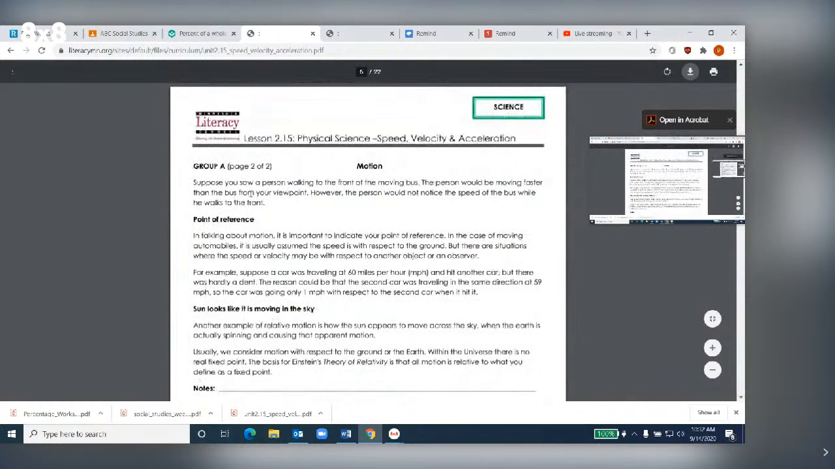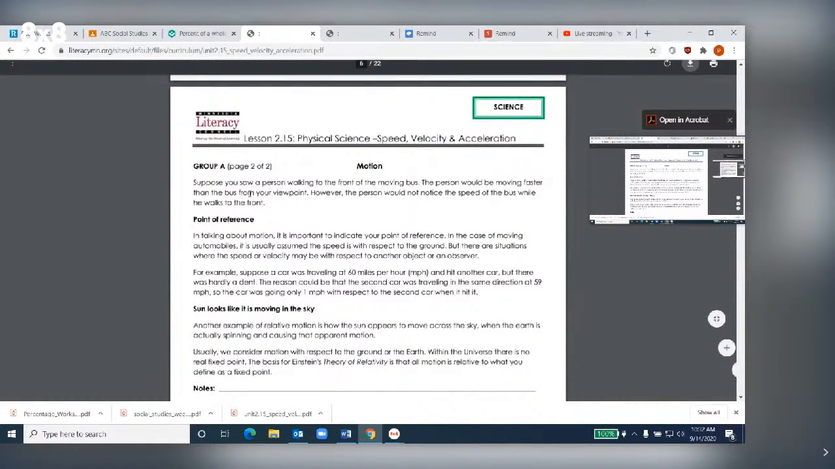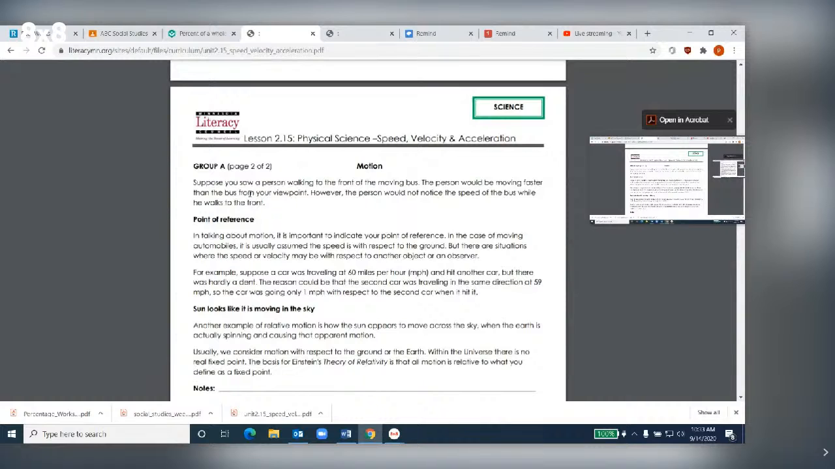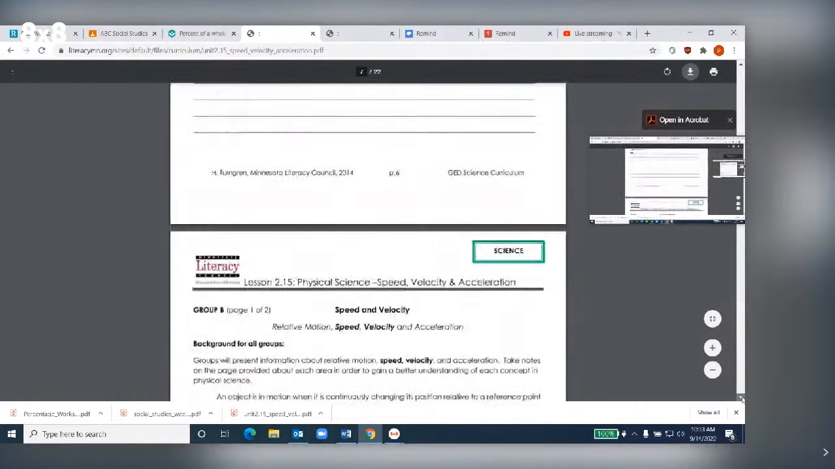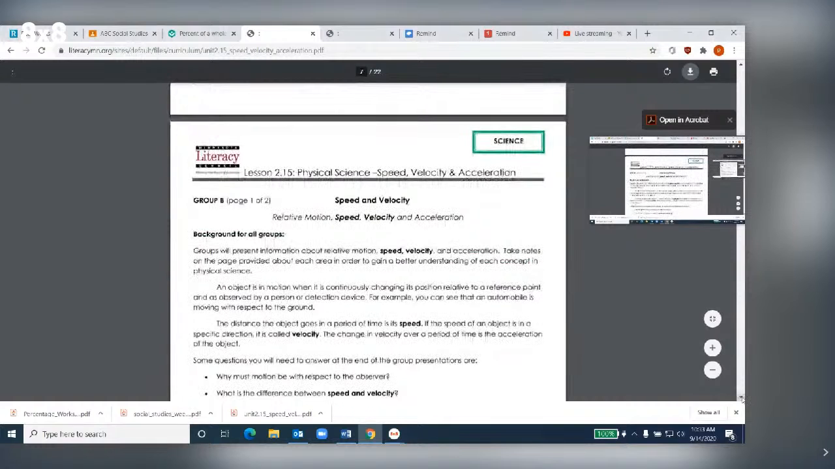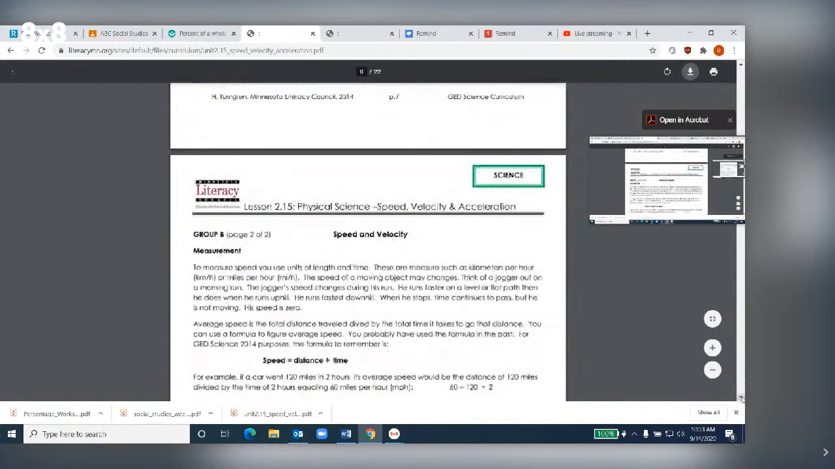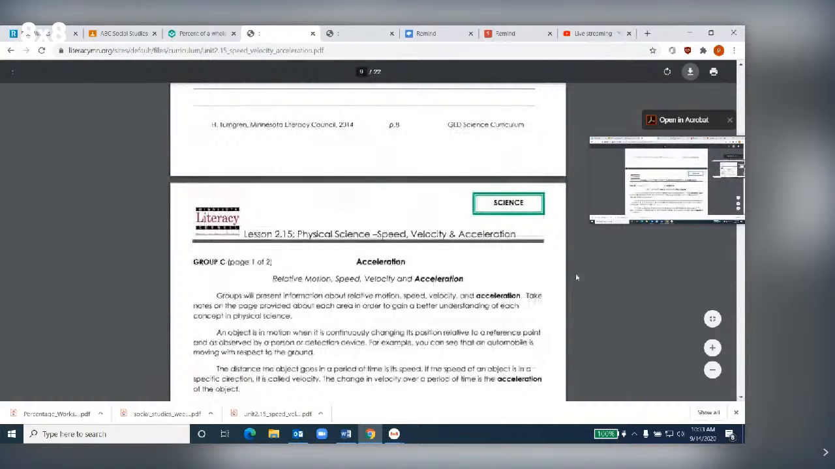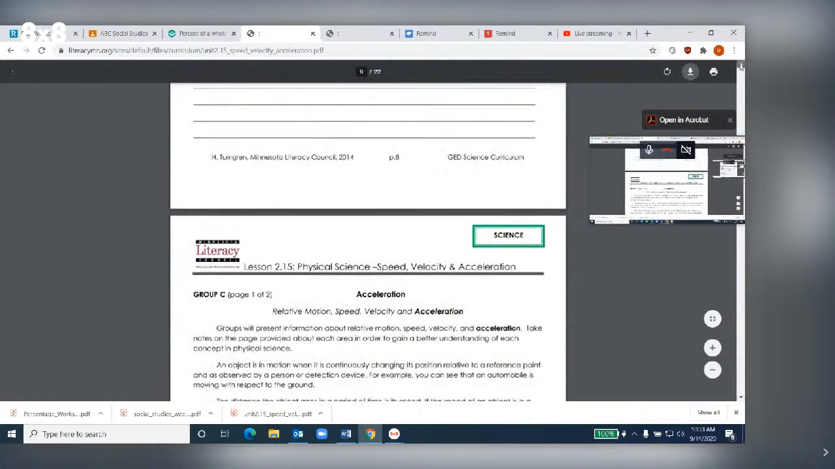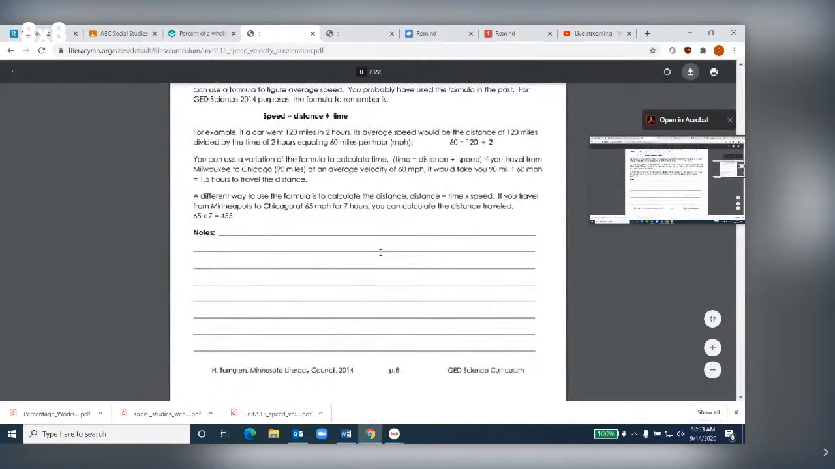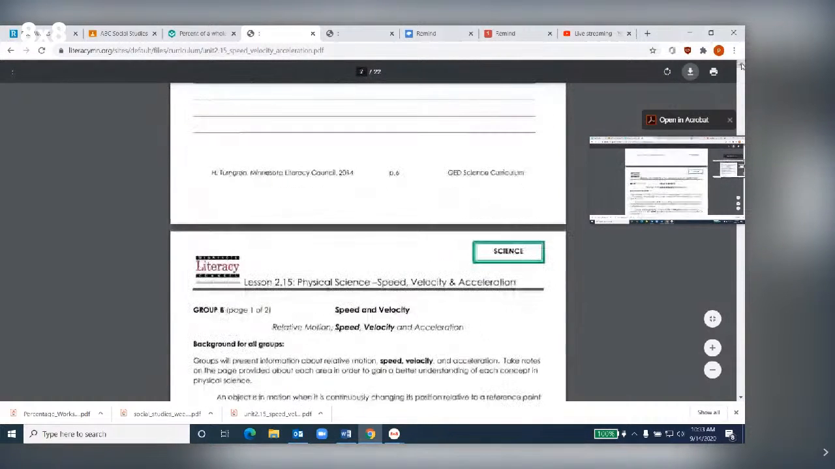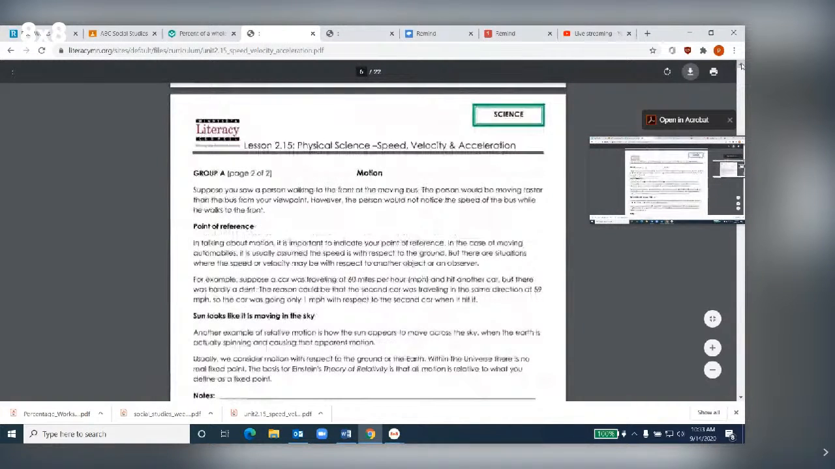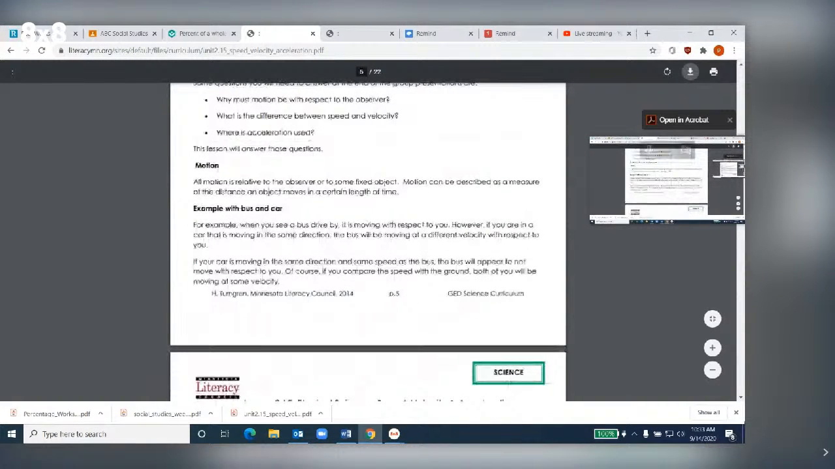So this is what I'm talking about. Group A would have done motion. Group B would have done, I think, velocity, the second one. Yep, and then group C would have done acceleration. And you can see here, guys, there's notes. So after you read this, you can just jot down some main ideas from this. Like I said, we'll cover motion together, okay?